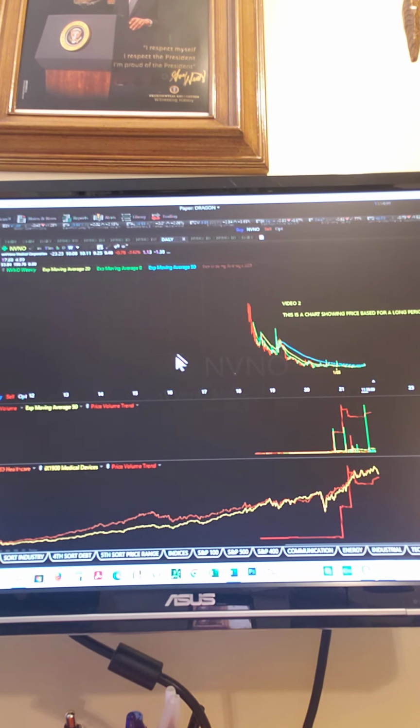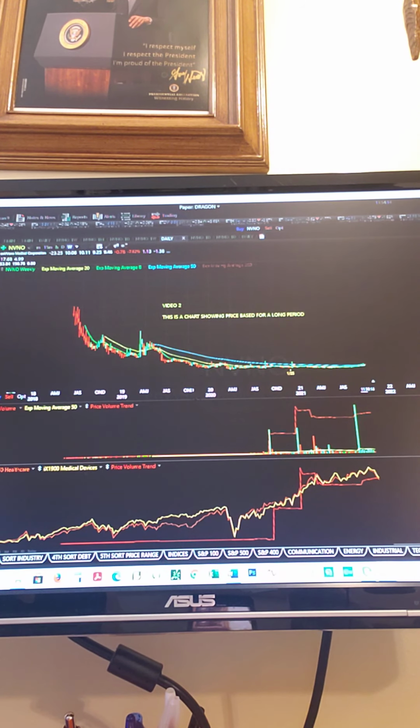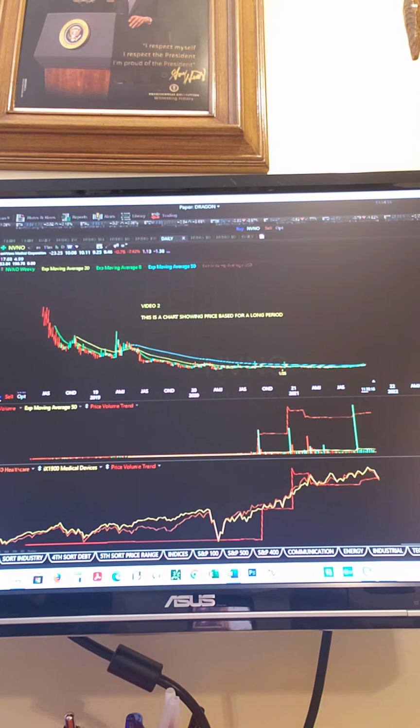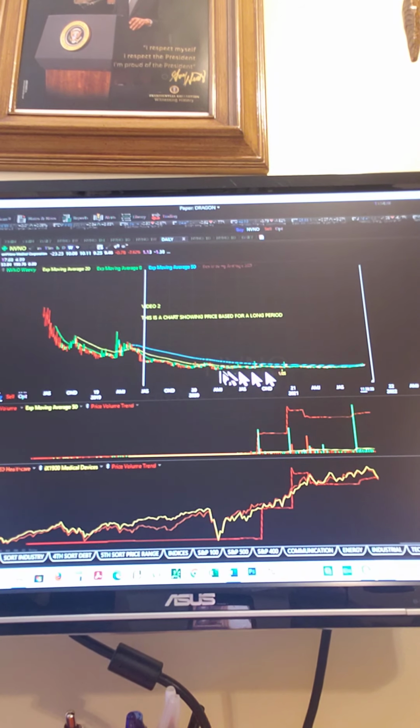The third thing that we're going to go through is price basing. You can actually see here that price has based for a long period of time. It started right here. You can see it. That's where it started. And even to this day, you can see right here it's basing. You can see what it's doing. It's a long base.